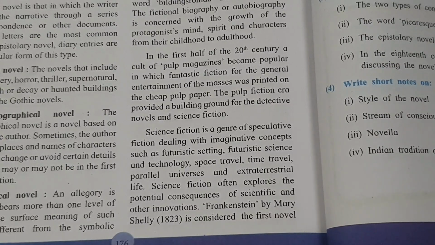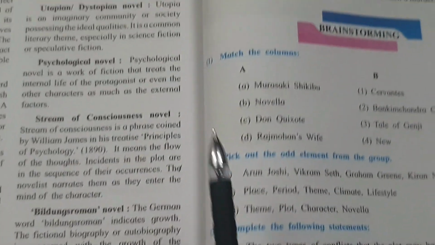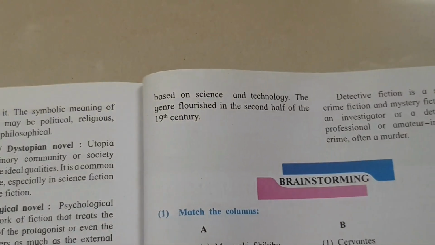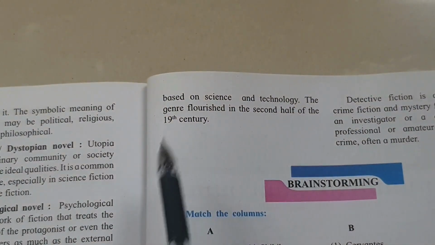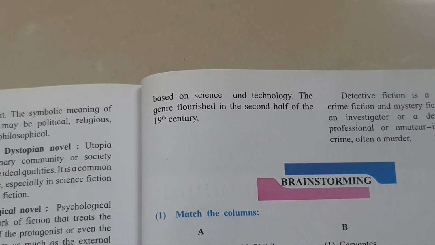Why? Because they're mutated in the labs in a certain way. There is some change made to their genetics, right? Not like science does that right now, but it's a thing. Science fiction hai wo. Science fiction often explores the potential consequences of scientific and other innovations. Frankenstein by Mary Shelley in 1823 is considered the first novel based on science and technology. The genre flourished in the second half of the 19th century. Second half of the 19th century meaning 1850s onwards, right? So it flourished a lot.